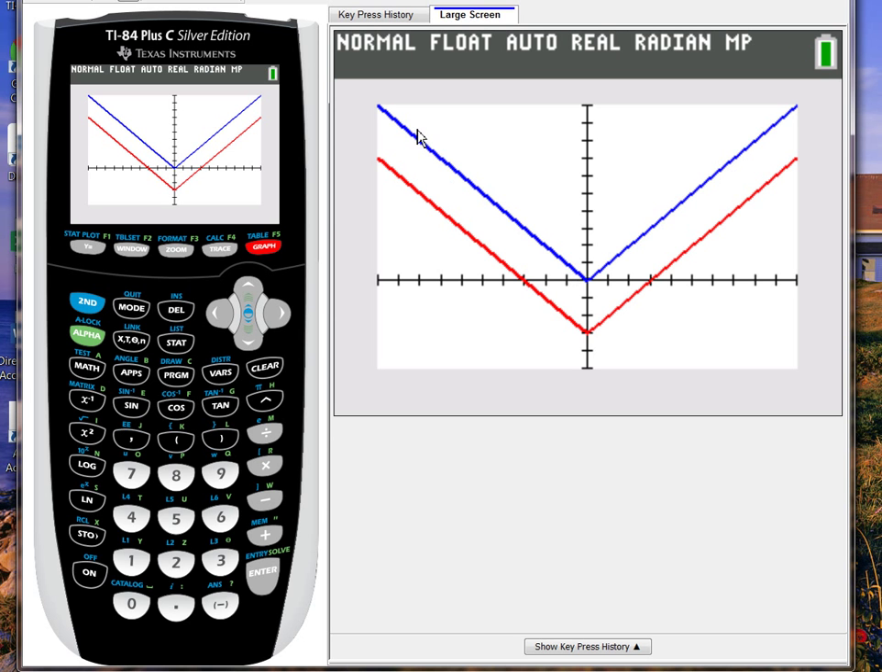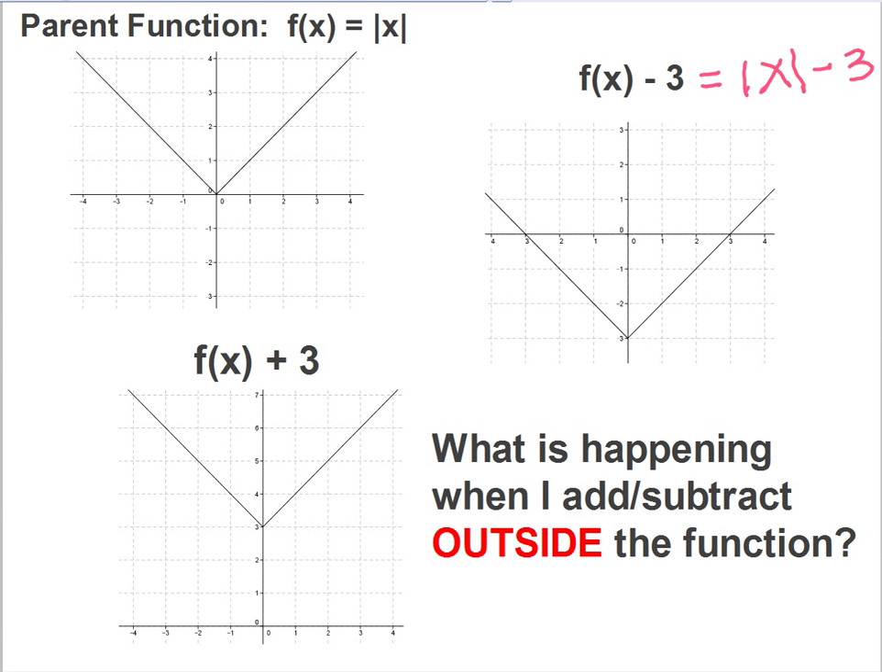If you notice my parent function in blue, and my red function where we subtracted 3 outside the brackets, it basically moved the whole graph down 3 units. It didn't change the shape of the graph in any way. The slopes are the same. Everything is the same except for it just moved it down 3 units. So on my paper right here, we're going to put that this moved my graph down 3 units.